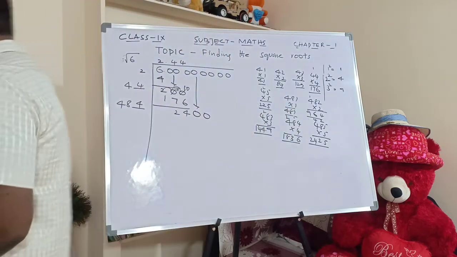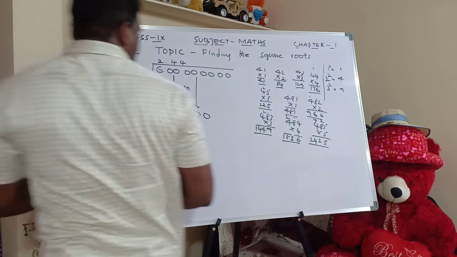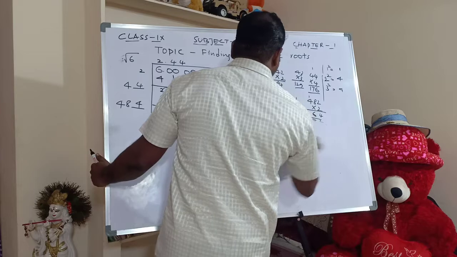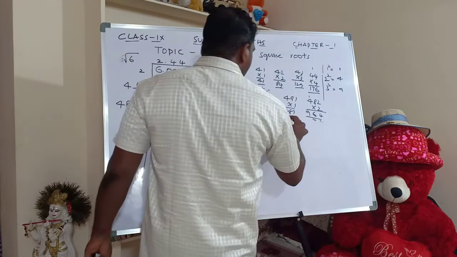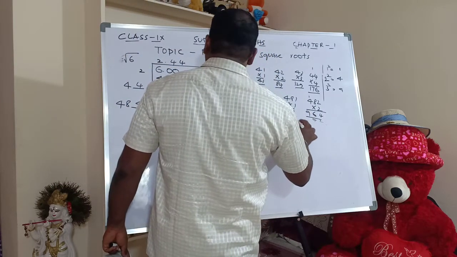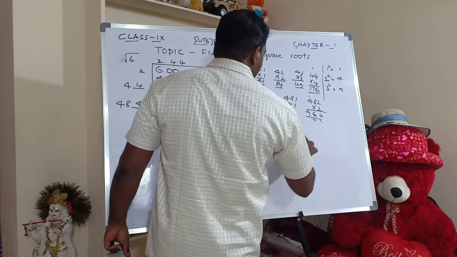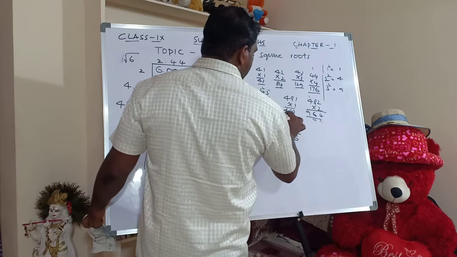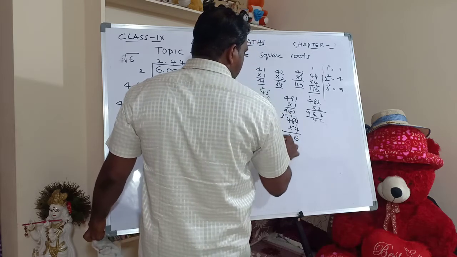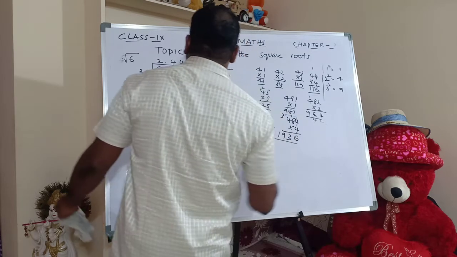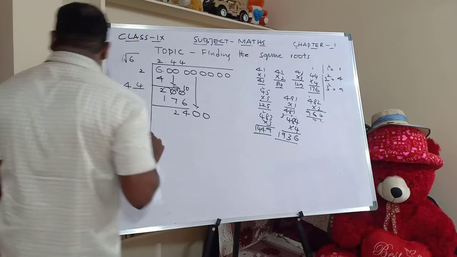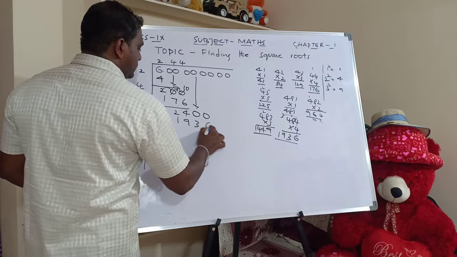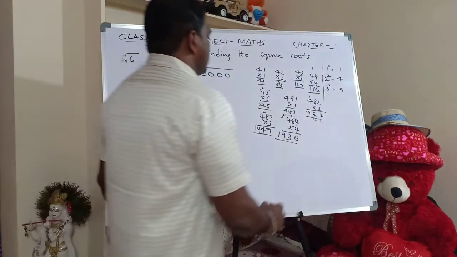I think that is wrong here. Small correction. 484 into 4. 4 4s are 16, 4 8s are 32, 33, 4 4s are 16, 17, 18, 19. So how much is it? 1936.